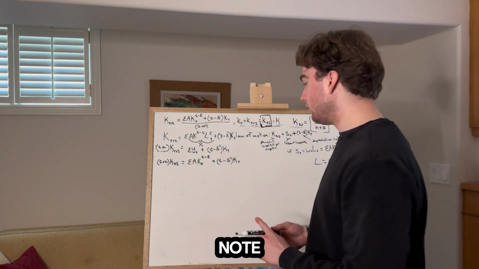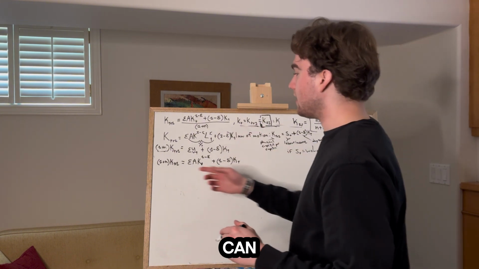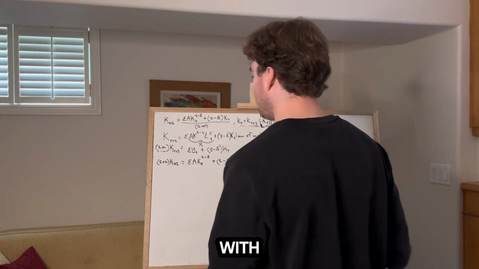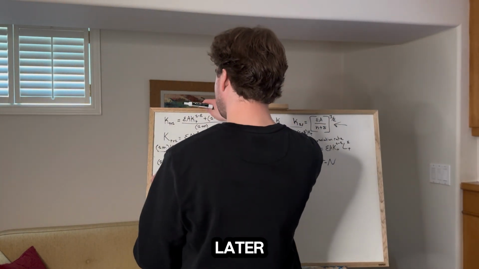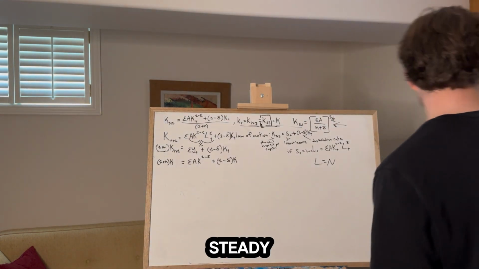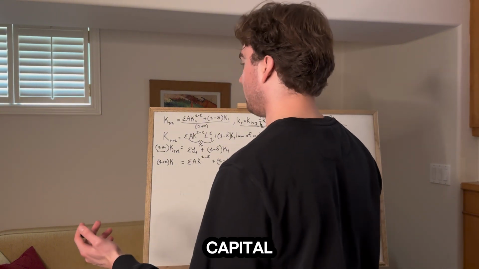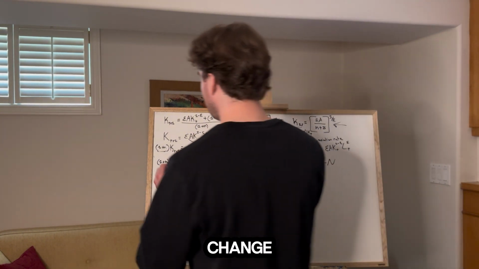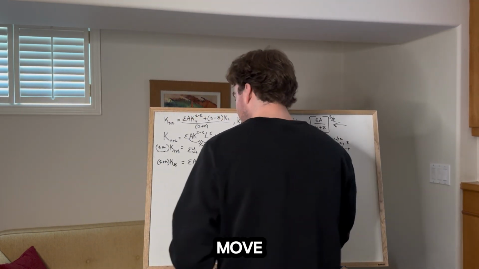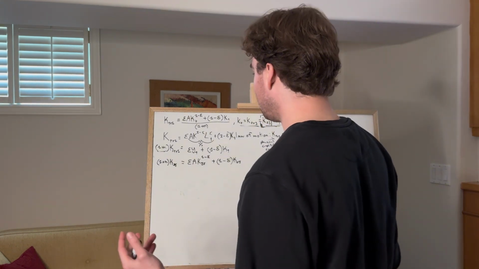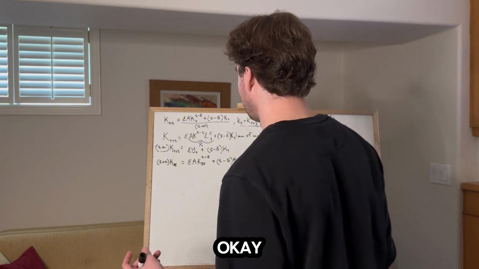So important to note that because k_t equals k_{t+1} equals k_SS, we can now replace all this with k_SS. And I'm going to do that now, so it doesn't confuse me later. Because in steady state, your physical capital per capita does not change. It is steady. It's in equilibrium, right? It's not going to move.